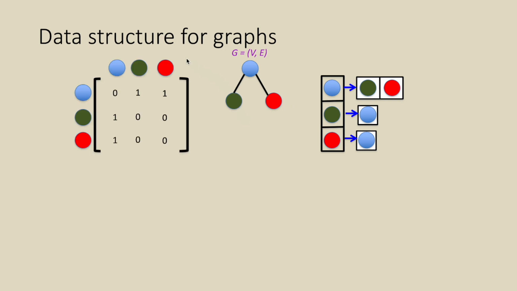Adjacency matrix means we store them in an n times n Boolean matrix or 2D array. We mark it as 1 if there's an edge from u to v, otherwise we mark it as 0. Here, green connects to blue, so in the adjacency matrix, both green-blue and blue-green are 1. However, because green and red are disconnected, in the matrix, green-red and red-green are 0.